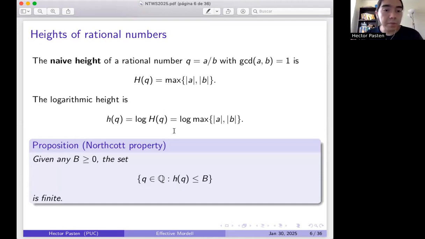And a basic proposition here, which is completely trivial but nonetheless extremely useful, is the Northcott property, which says that if you give me a bound for the height, then I'm left only with finitely many rational numbers. The proof is very simple: if you give me a bound for the height, then you give me a bound for the numerator and the denominator of your rational number. Therefore, you only have finitely many of them.